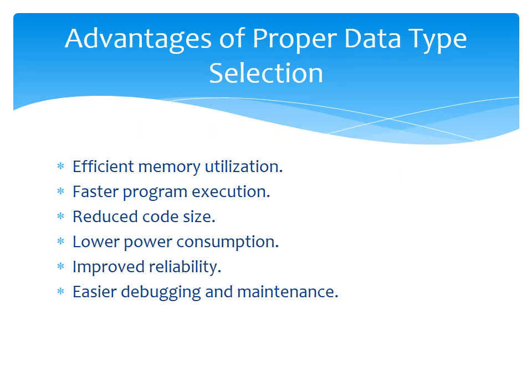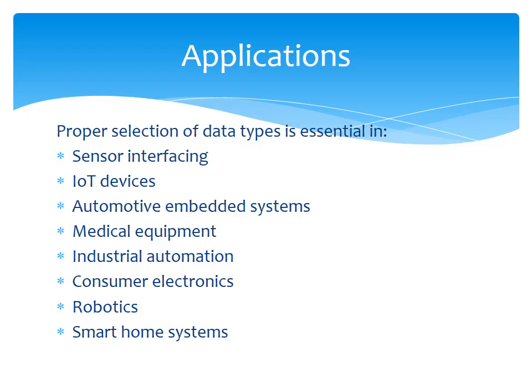What are the advantages of proper data type selection? Efficient memory utilization, faster program execution, reduced code size, low power consumption, improved reliability, and easier debugging and maintenance. Proper selection of data types is essential in applications such as sensor interfacing, IoT devices, automotive embedded systems, medical equipment, industrial automation, consumer electronics, robotics, and smart home systems.